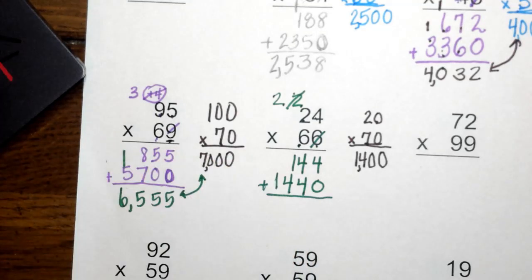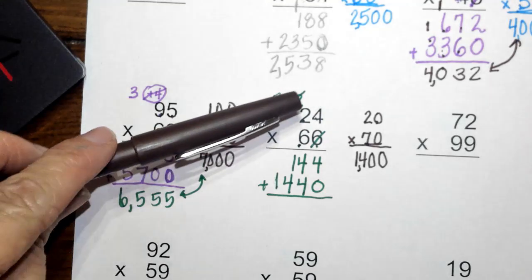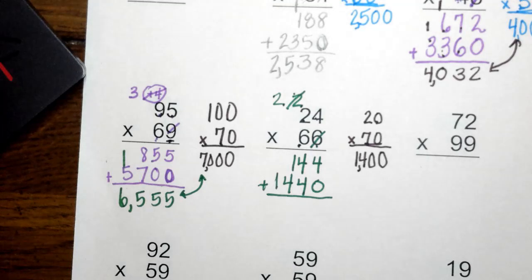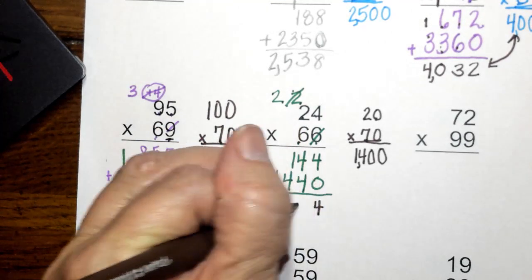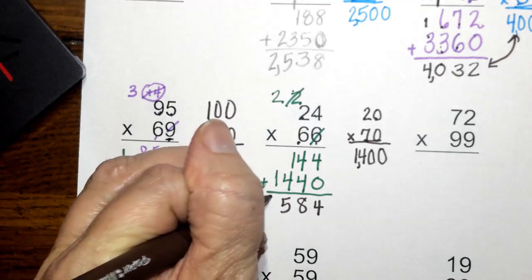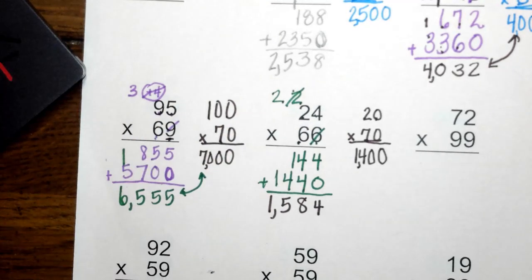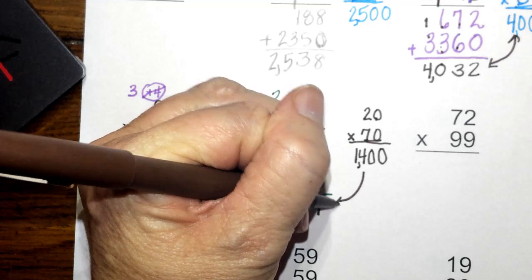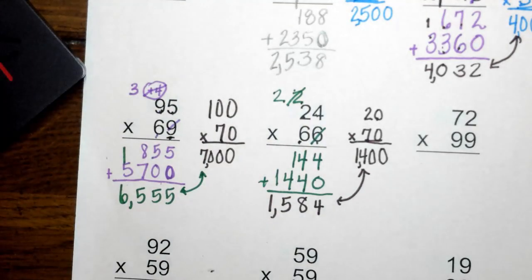At this point, I need you to check your partial products and see if we agree. If your partial products are different than mine, you probably forgot to add in after regrouping. And finally, our answer is 1,584, which is pretty close to 1,400.